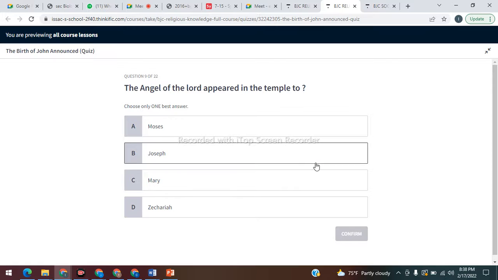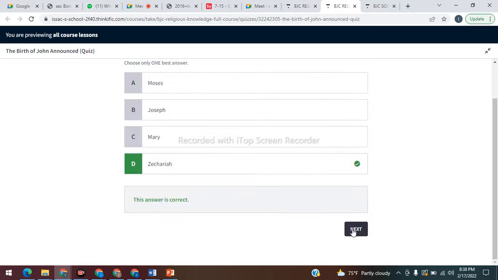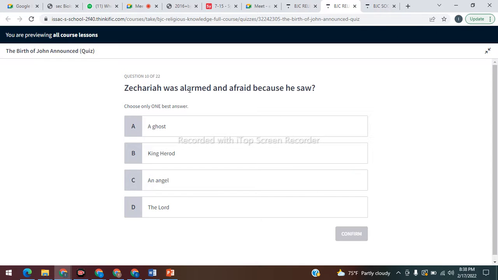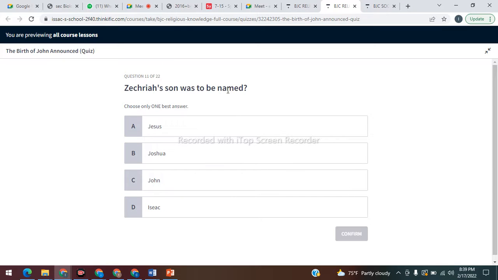The angel of the Lord appeared in the temple to Zachariah. This is too easy for y'all. Zachariah was alarmed and afraid because he saw an angel. Very good. Zachariah's son was to be named, I think, C.